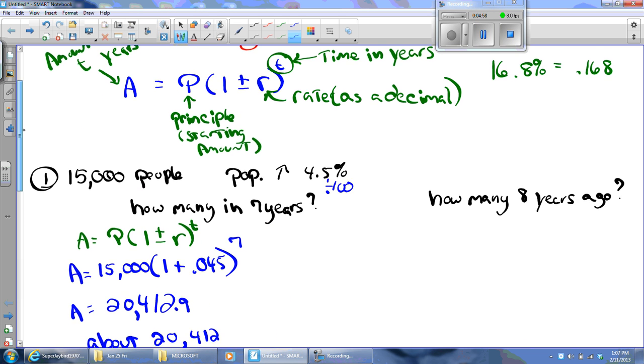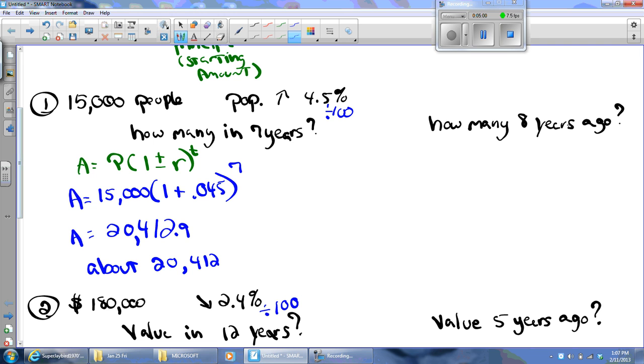Now let's just take a look here at these years ago problems, okay? These are actually super simple, and I had a student show me how to do them. I was doing them a more difficult way, and several years ago, a student said, hey, you know what? If I think about 8 years ago, that's like going back in time. In other words, my time is going to be -8. And so I do the same thing. A equals P times the quantity of 1 plus 0.045 to the power T, and I fill in what I know.